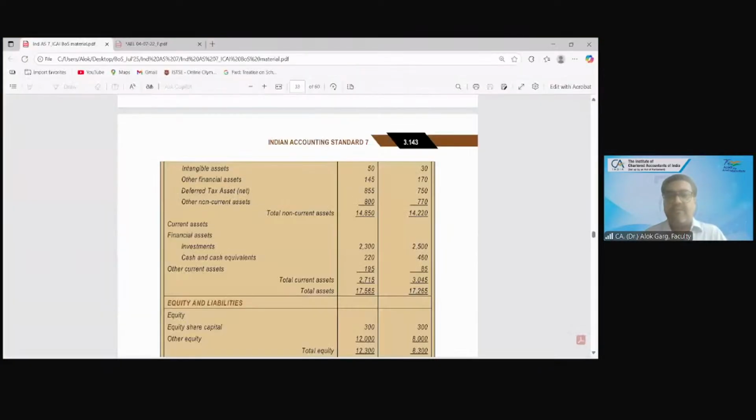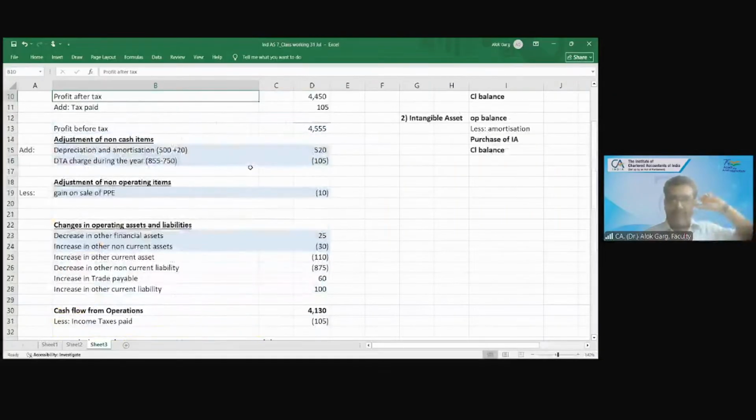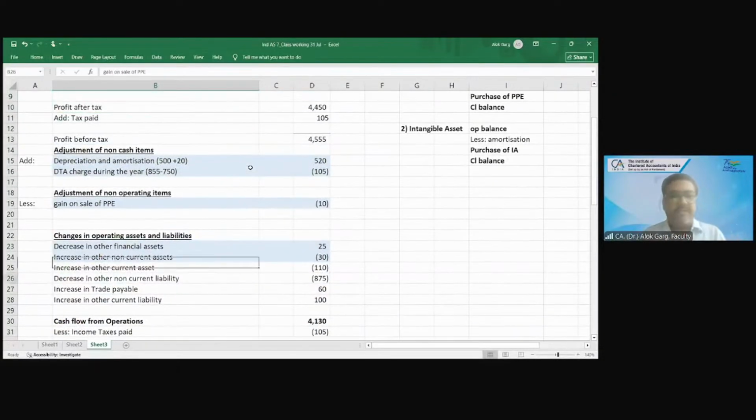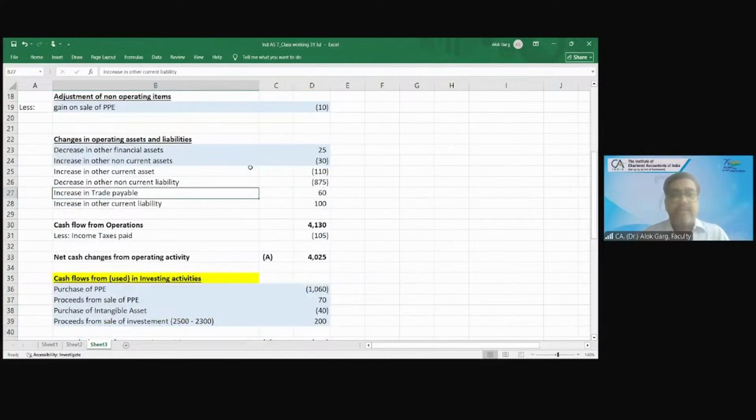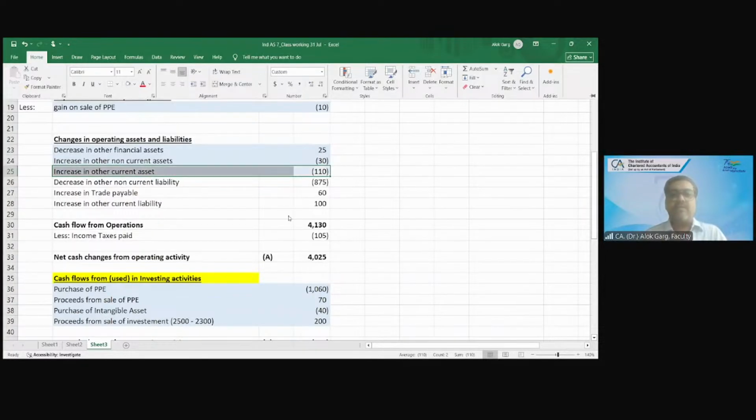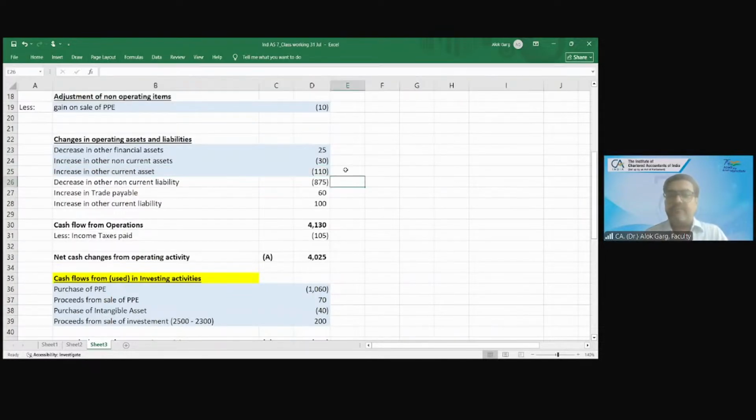Then what is further? Your cash and cash equivalent will become part of opening and closing cash. Other current assets have increased from 85 to 195. What does it mean? From 85 to 195, 110 is the increase in other current assets. Right? Purchase, so it's a cash outflow.